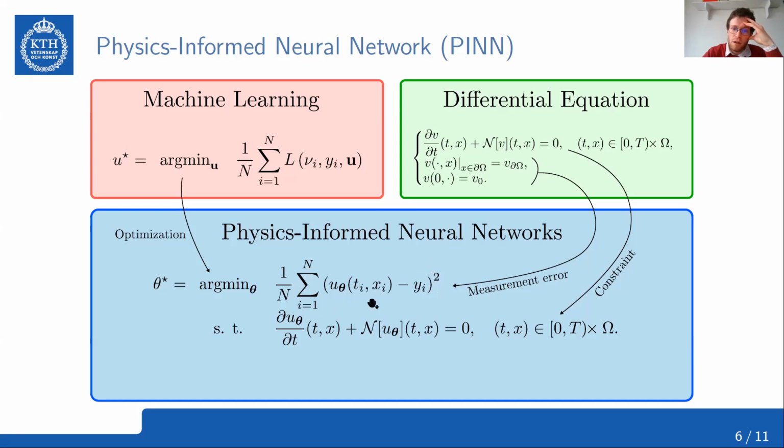This is a mean square error of the difference between u_theta and y_i. This is a measurement, and this is where you have done the measurements. And you have some constraints. You want to solve this optimization problem such that the partial differential equation itself holds. So you want to solve this for any t and x belonging to [0,T] times Omega. And instead of a function V, here you have your function u_theta. Okay, is that clear? So this is a learning-under-constraint problem, and it's not very easy to solve.